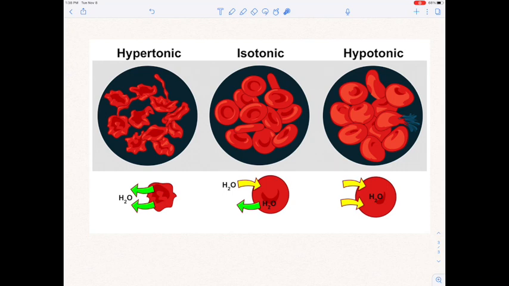However, in some cases, if you put red blood cells in a hypertonic solution, you will get your red blood cells shriveling up like this. Or if we put them experimentally in a hypotonic solution, meaning that the blood cells have more solute inside than the solution itself, water will rush in and in some cases burst the cells open.